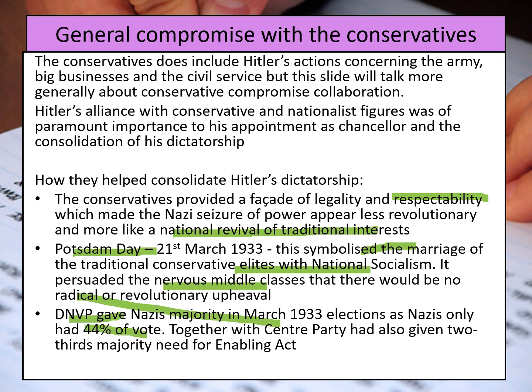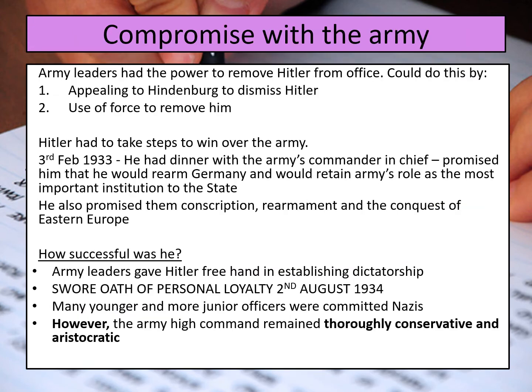So hopefully you can see that there are legal aspects of this dictatorship, there are aspects of terror, but also compromise comes into this as well. And there's definitely some overlap between these events where some aspects of it are about legal methods and some are about compromise as well. So that was a general introduction. We're now going to think about the different groups. The first conservative group we're going to think about is the army.